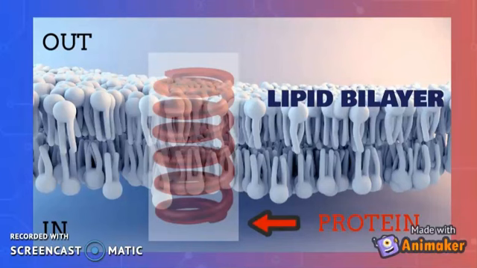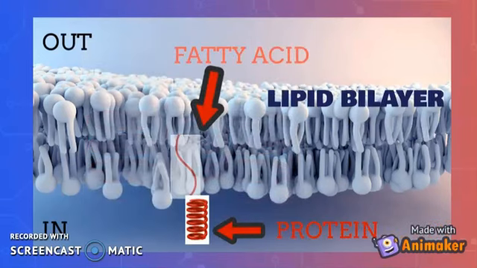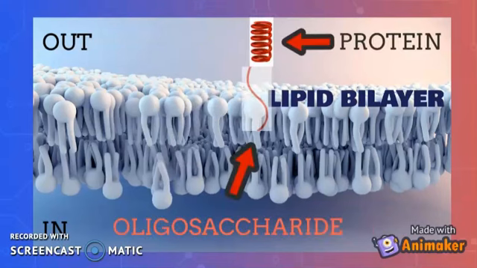It may be a single helix that may pass through the membrane, or it may span the membrane multiple times. Keep in mind, this is a single protein. Or it may be attached to a fatty acid chain towards the cytoplasm, or it may be attached to an oligosaccharide chain facing outside the cytoplasm or the cell. The last two are most commonly seen in extrinsic proteins.